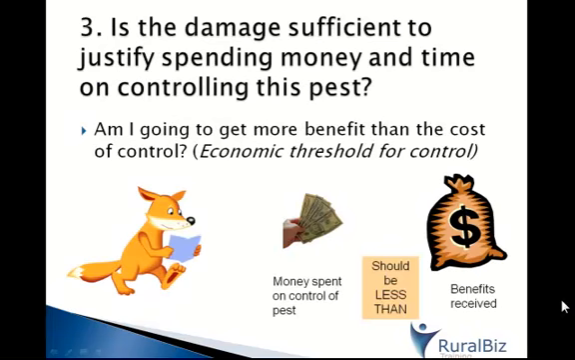Thirdly, and critically, a question to ask is, is the damage being caused by this pest sufficient to justify spending money and time on controlling it? That is, do I need to take action now because damage from the pest is going to cost me money in loss of income later? To answer this question, we need to think about thresholds, about the level of damage that we're seeing.